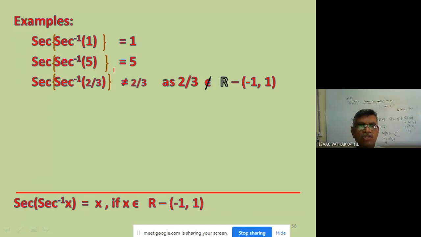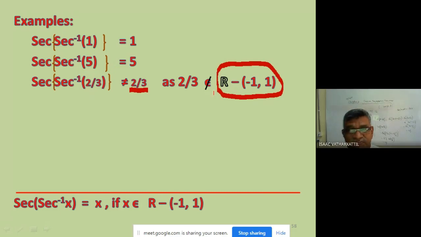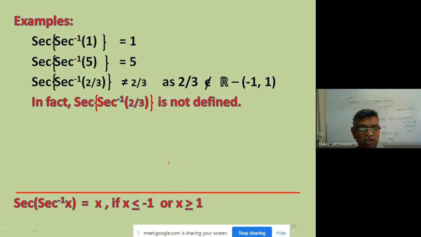This is true for all values less than or equal to minus 1, or more than or equal to 1. But not at 2 by 3. Sec of sec inverse 2 by 3 is not 2 by 3 because 2 by 3 is less than 1 and more than 0. It is not in the domain of sec inverse. Right? It's not in the domain of sec inverse. Now it's not defined. Sec of sec inverse 2 by 3 is not defined.